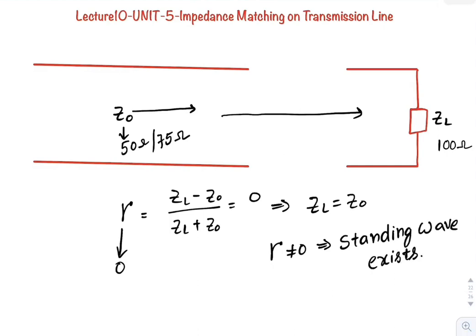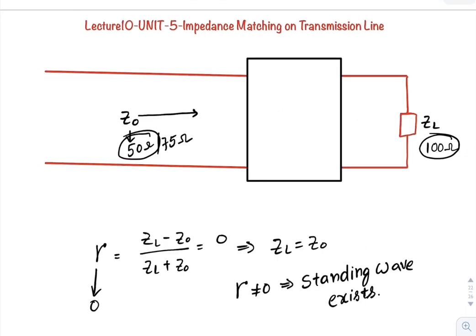Now our objective of this class is to match a 50 ohm characteristic impedance of the transmission line to a 100 ohm load impedance. In order to accomplish this task, we need a block in between the transmission line and the load, and the purpose of that block is to match these two impedances. Let's call this block the matching network.